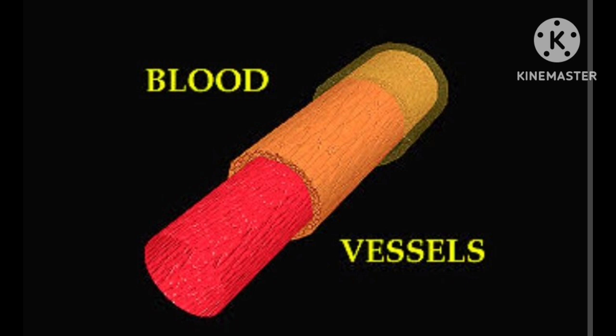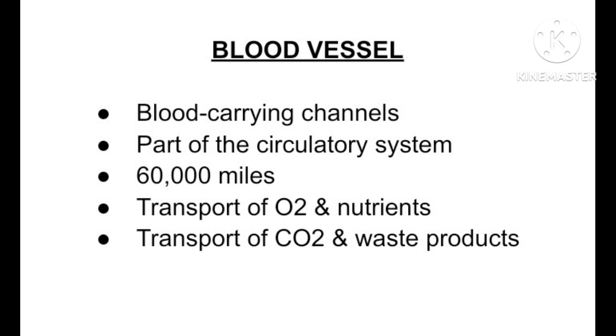In this video, we will be learning about the blood vessels. The blood vessels can be defined as channels that carry blood throughout the body. Together, the heart vessels and the blood vessels form the circulatory system. The human body contains about 60,000 miles of blood vessels.